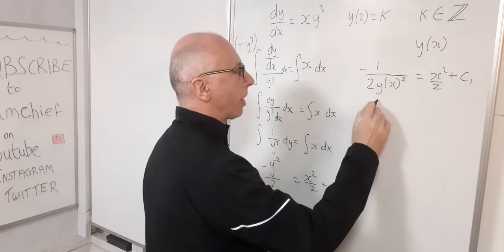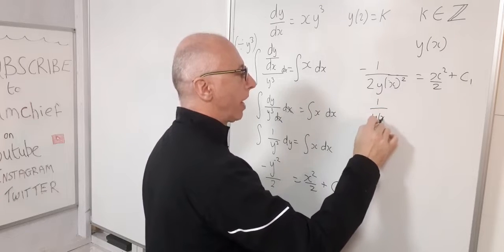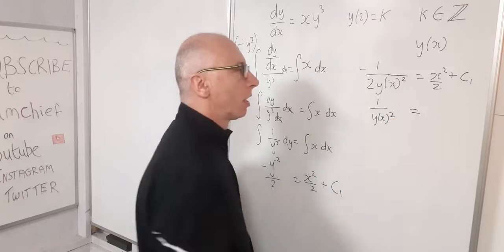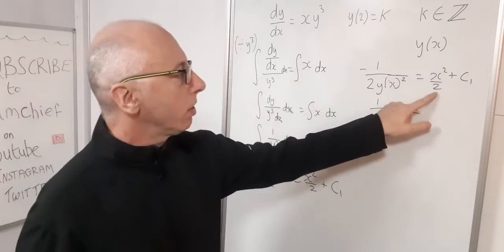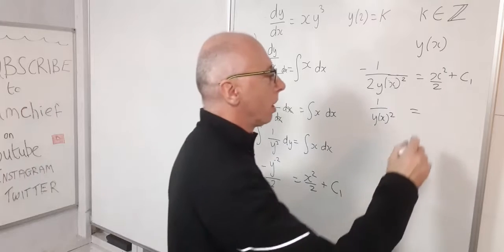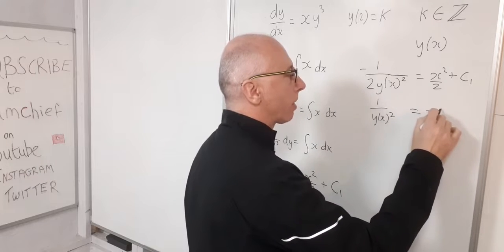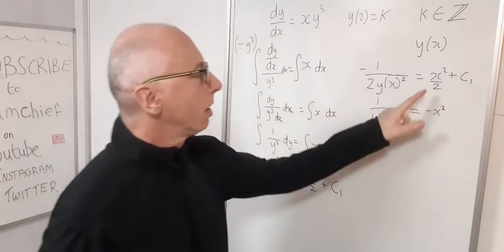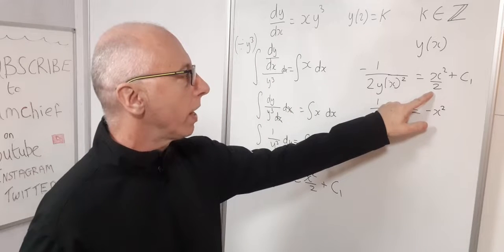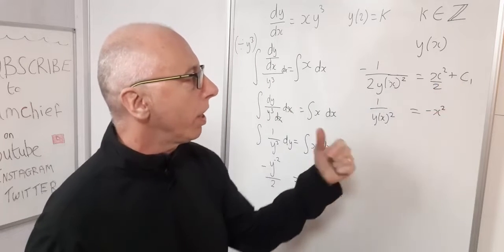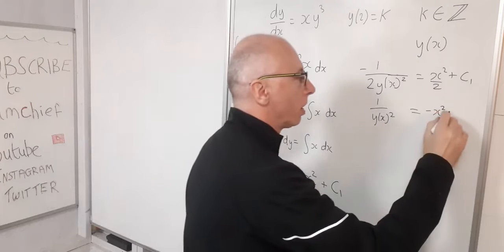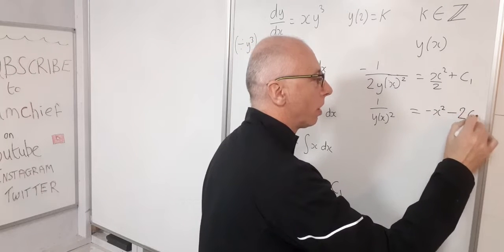So multiplying that, I'm going to get 1 over y of x squared. Multiplying both of these terms by -2, I'm going to get minus x squared. So that will take care of that number 2 there. And this plus c1, I need to multiply by -2. So now I'm going to get -2 c1.